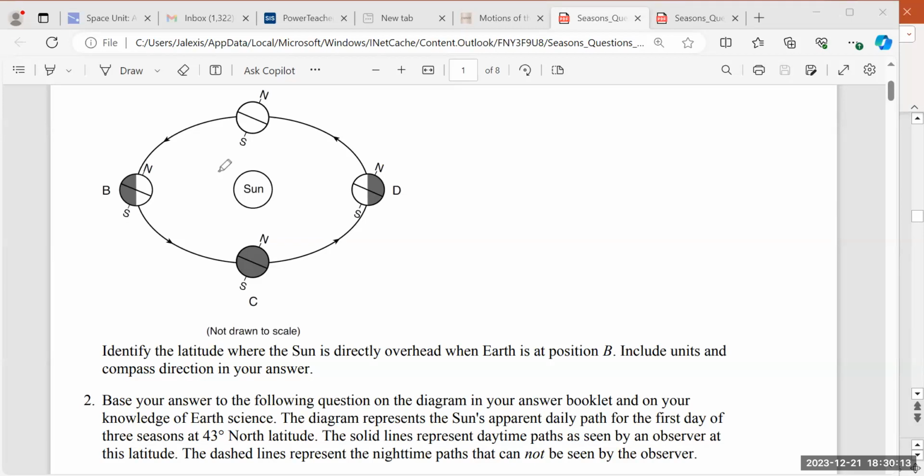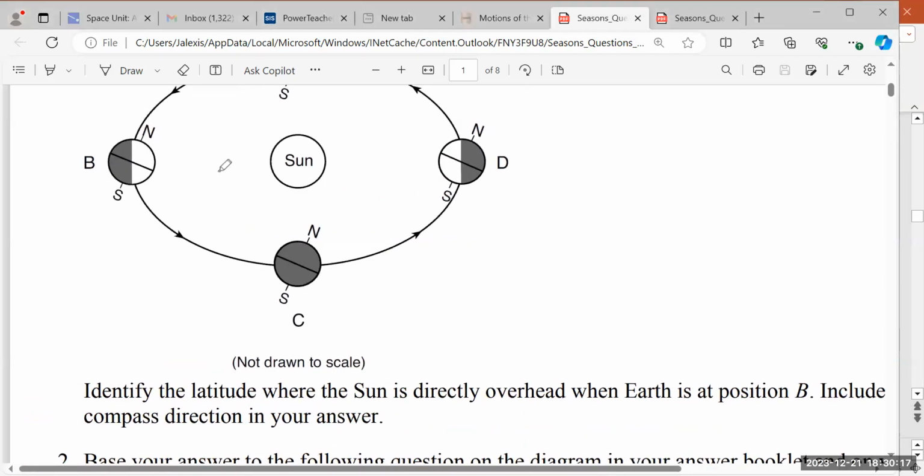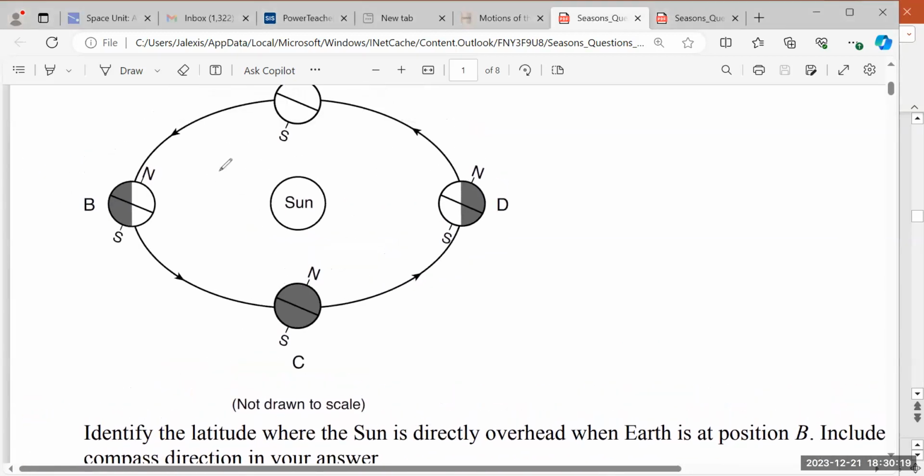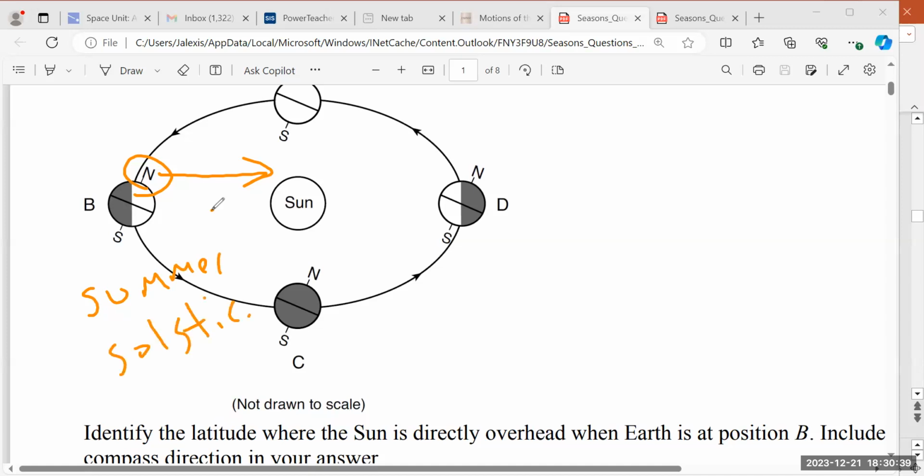So one thing you look at in particular to find out what season it's going to be is the North Pole. When you see the North Pole, I see that the North Pole is tilting towards the sun. If the North Pole is tilting towards the sun, this lets me know that B is occurring during the summer solstice. It's when the North Pole is tilting towards the sun.